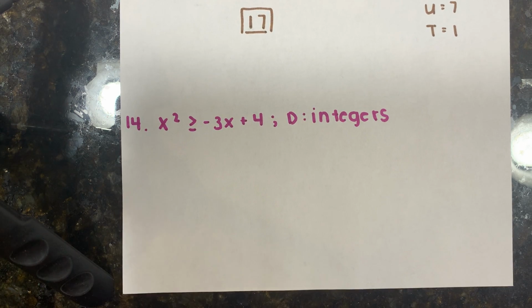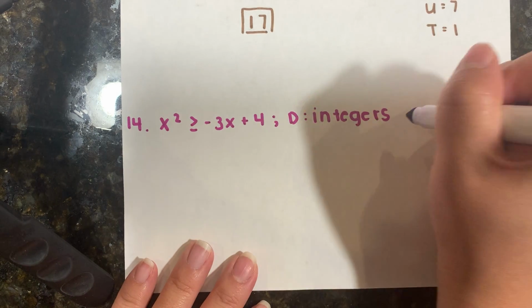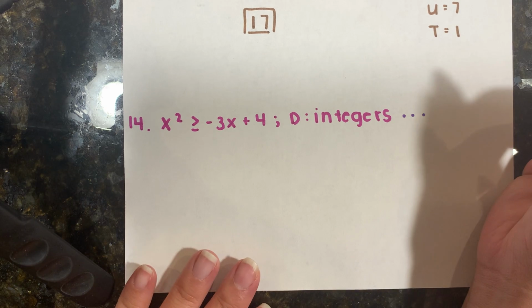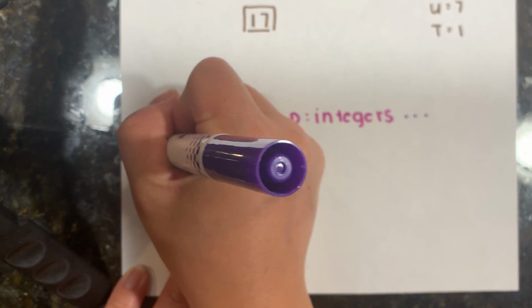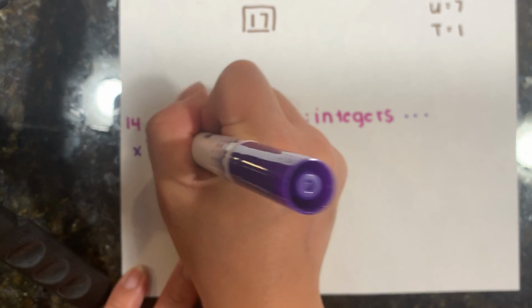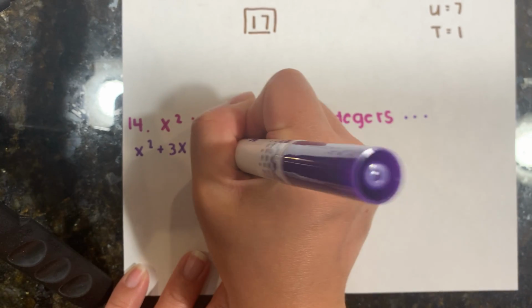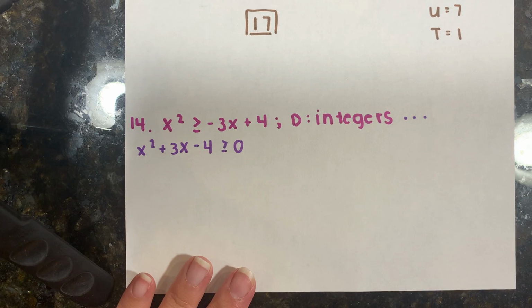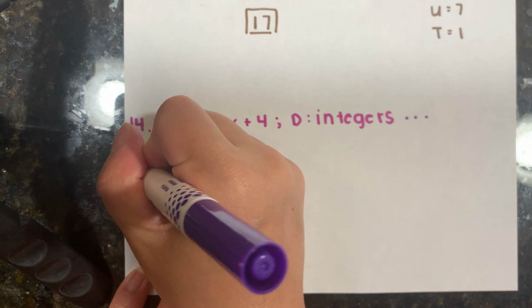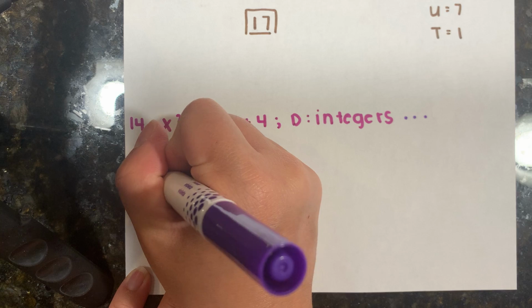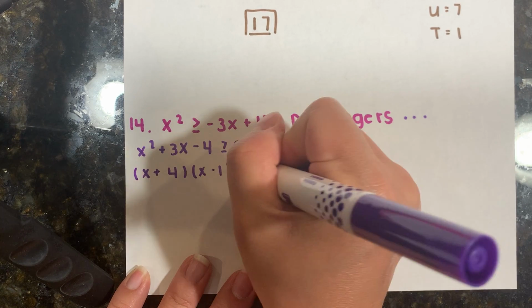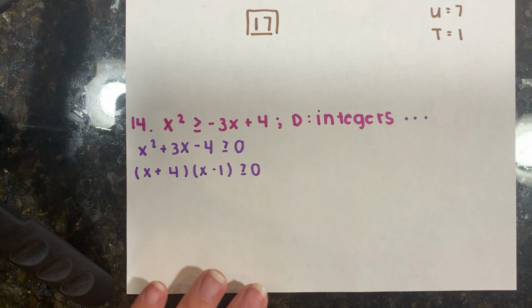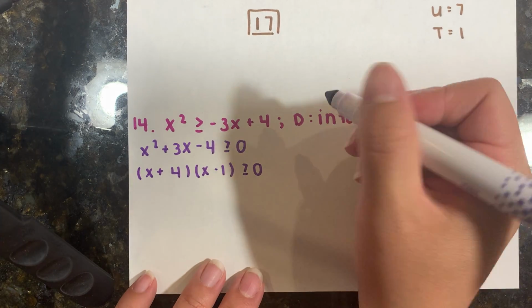Now lastly, we're going to look at number 14. What I'm going to do first is set this equal to 0, and remember that integers are points, not going to be a dot with an arrow. So this would be x squared plus 3x minus 4 is greater than or equal to 0. Now when I factor that, that's going to be x plus 4, x minus 1 is greater than or equal to 0.